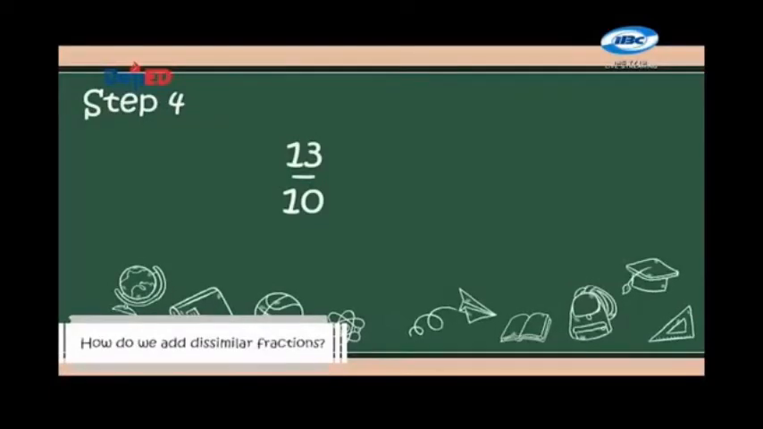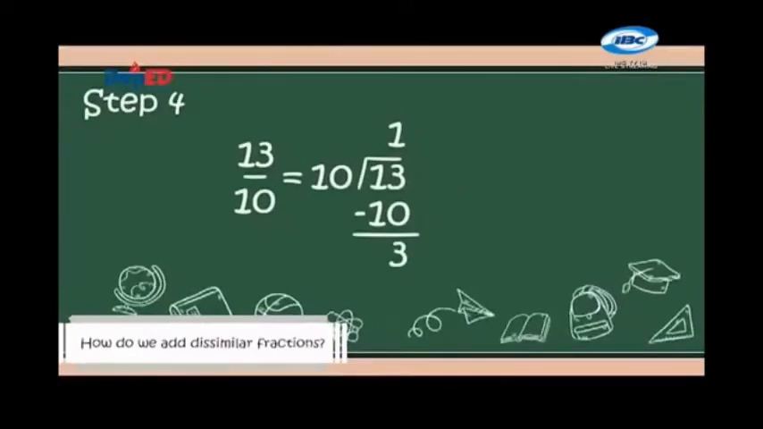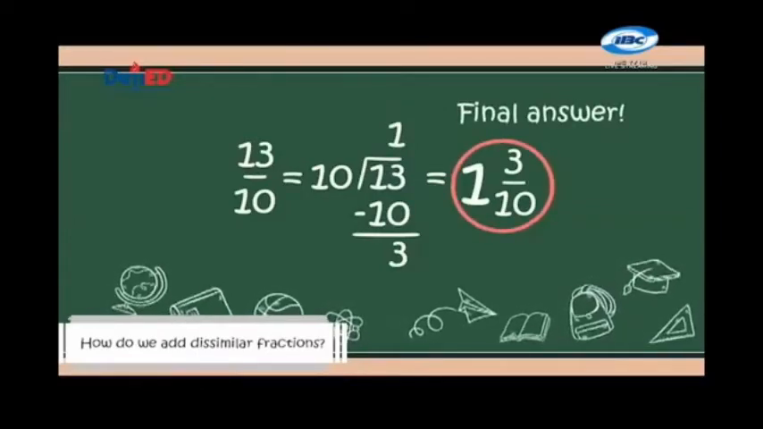Step 4. Reduce the answer to lowest term if possible. Since the answer is an improper fraction, change it to a mixed number by dividing the numerator by the denominator. 13 divided by 10 equals 1, remainder 3. Write the quotient as the whole number 1, the remainder 3 as the numerator, and the divisor as the denominator. Therefore, 13/10 is equal to 1 and 3/10.